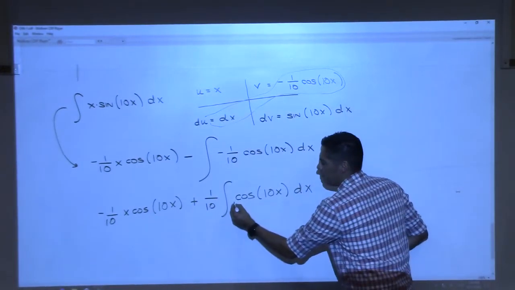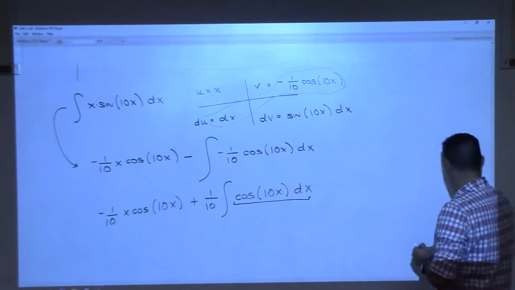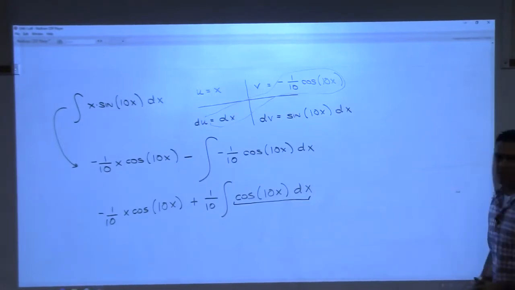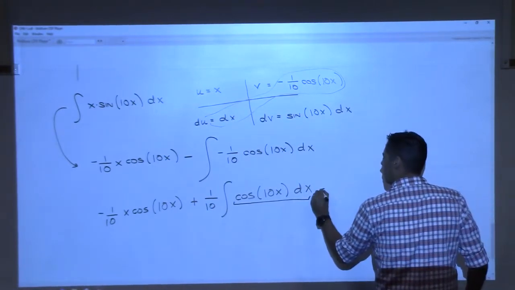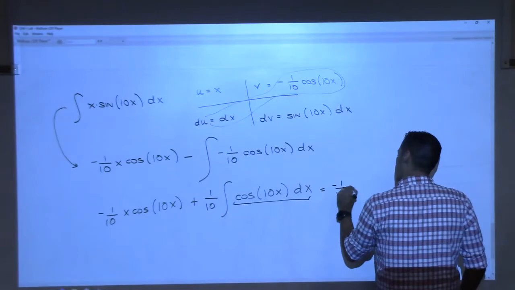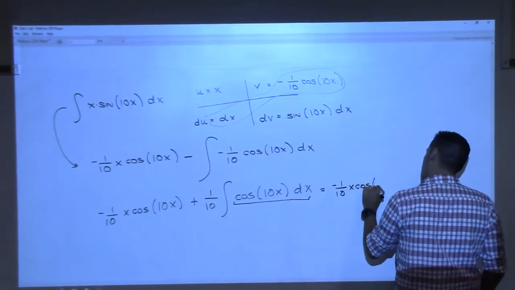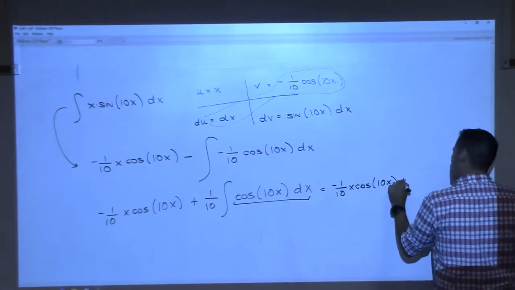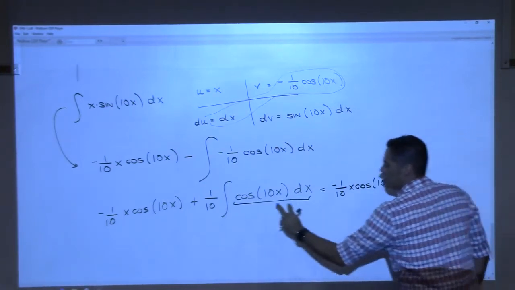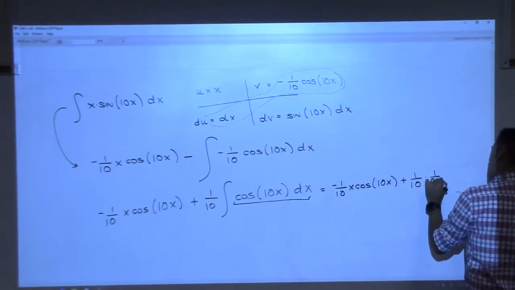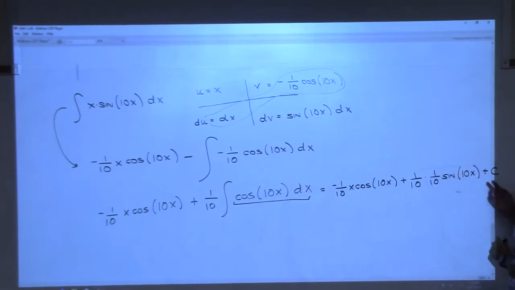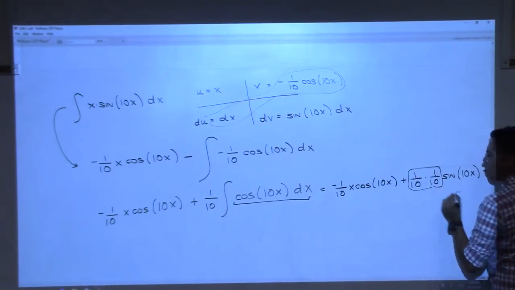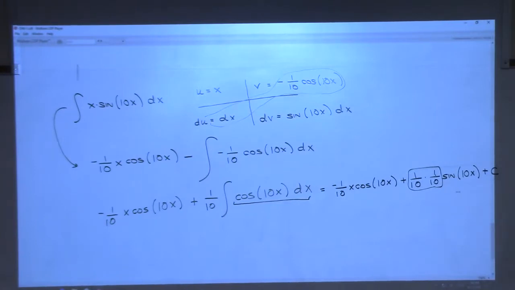What is the antiderivative of this? 1/10 sine 10x. But we already had a 1/10 out there, didn't we? So negative 1/10 x cosine 10x, and then plus the 1/10 that was already out there, but the antiderivative of this is another 1/10 sine of 10x, plus c. See, there's my plus c. I don't want to forget about it. And these two come together to be 1/100th. And we're done.